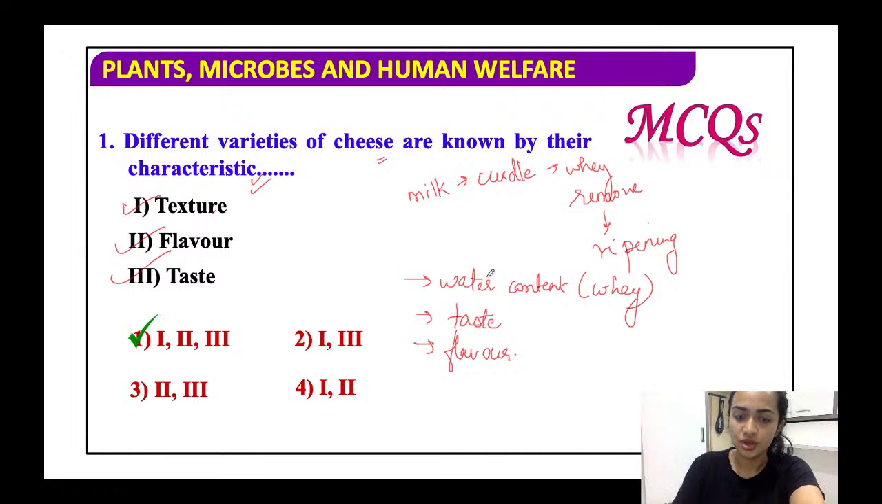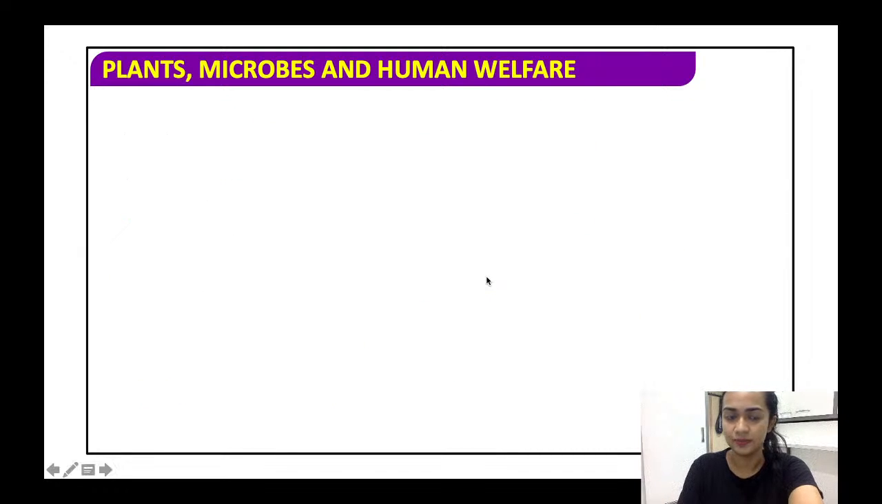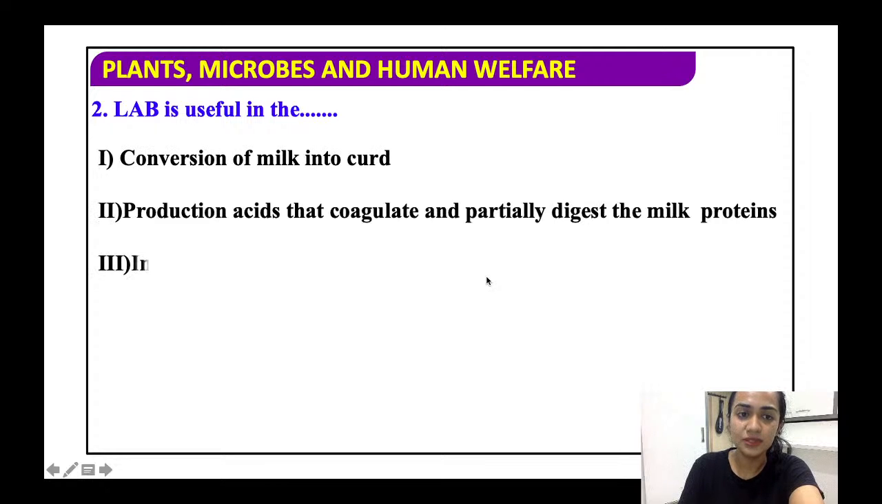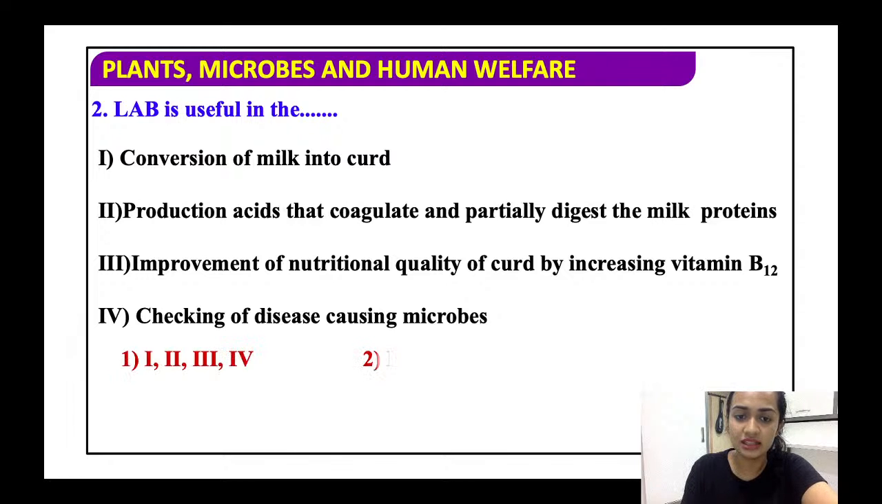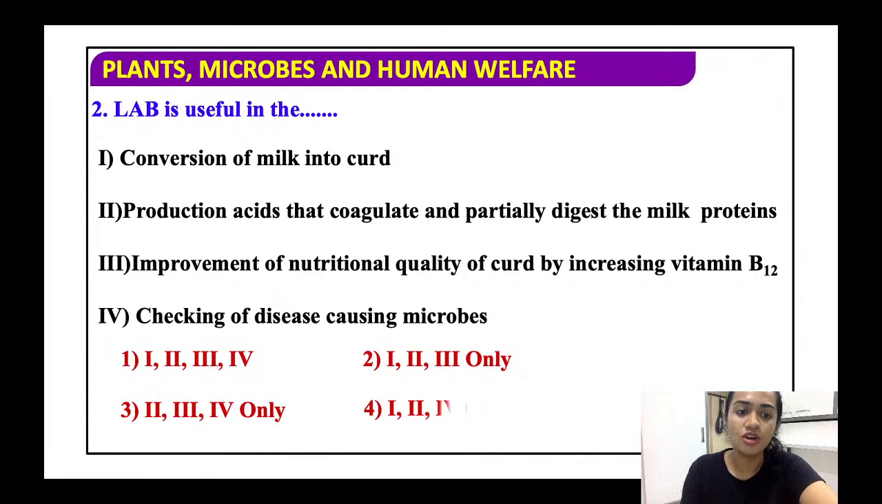Fine, so it is your 1, 2 and 3. Now, LAB is useful in the conversion of milk to curd, production of acid that coagulate partially and digest the milk proteins, improvement of nutritional quality of curd by increasing the vitamin B12, or checking of disease causing microbes.